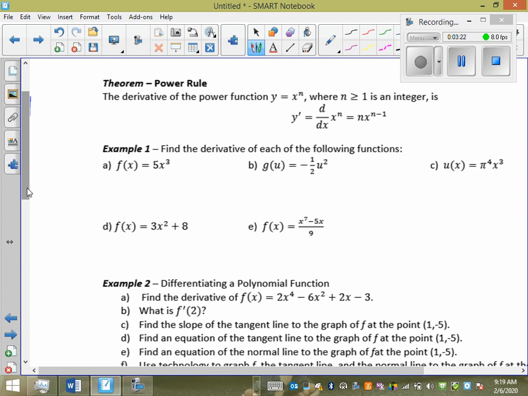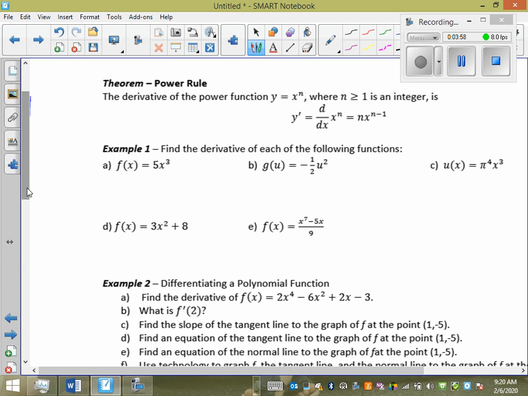So we could have x to the half and still use the power rule. We could have x to the 7 and still use the power rule. If we had x to the x, we can't use the power rule. Okay? So in the exponent, it needs to be a number. All right? So when using the power rule, the derivative of the power function y equals x to the n, where n is an integer, is this. What we do is we take the exponent, it drops in front, and then we drop it by 1 number. That's what this means.